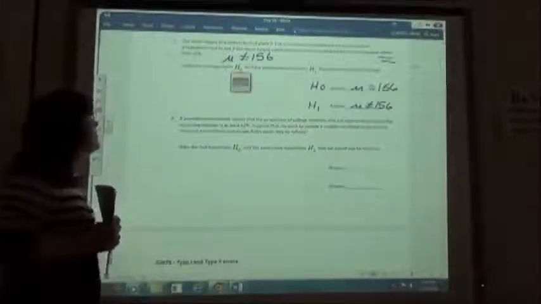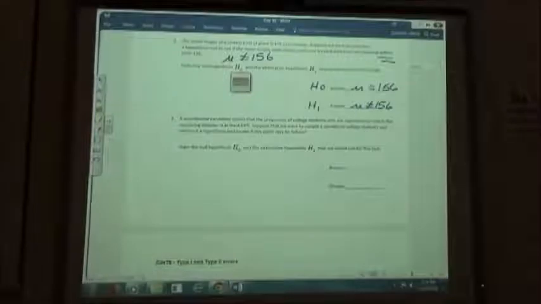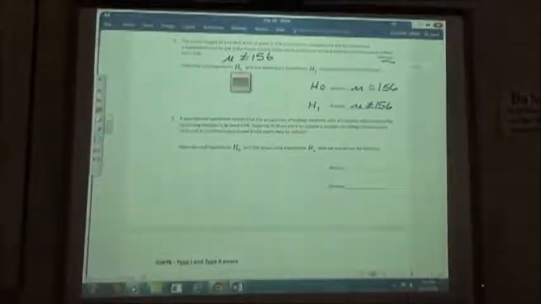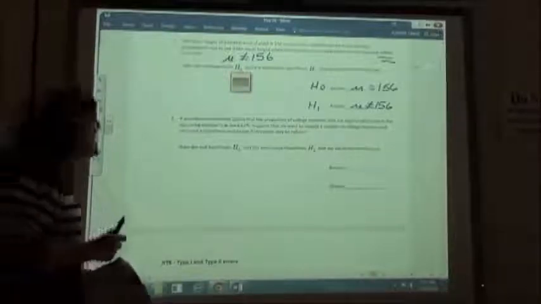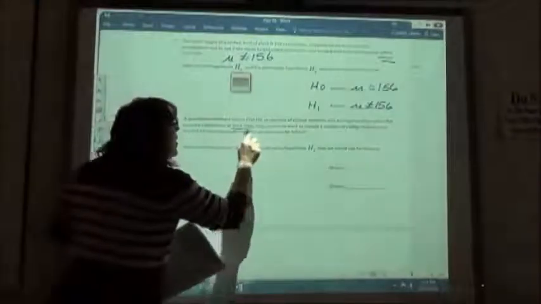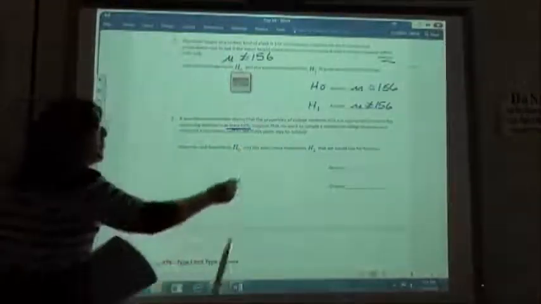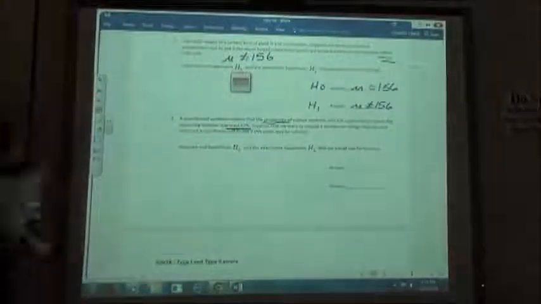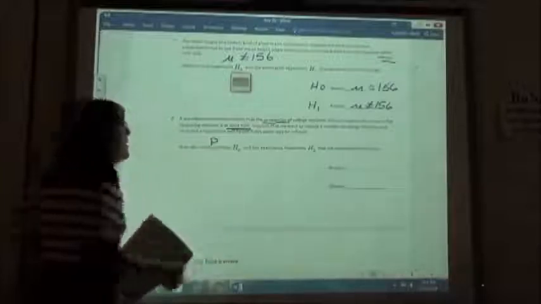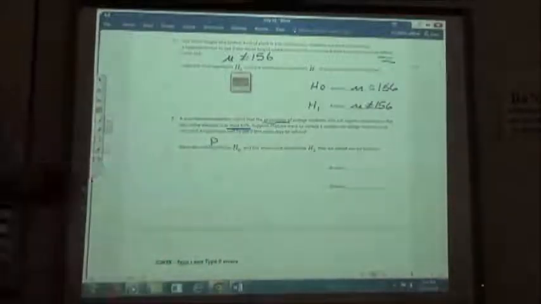The third one there, it says a presidential candidate claims that the proportion of college students who are registered to vote in the upcoming election is at least 62%. Suppose we want to sample a number of college students and carry out a hypothesis test to see if this claim may be refuted. So we have to figure out at least, and we're doing a proportion here, and so again we have to use our symbol for proportion, which is just a P. What math symbol would be at least?